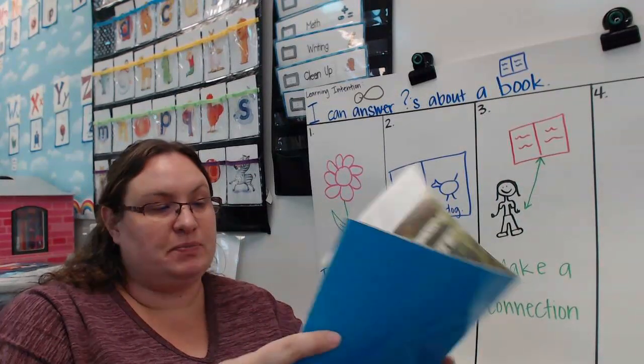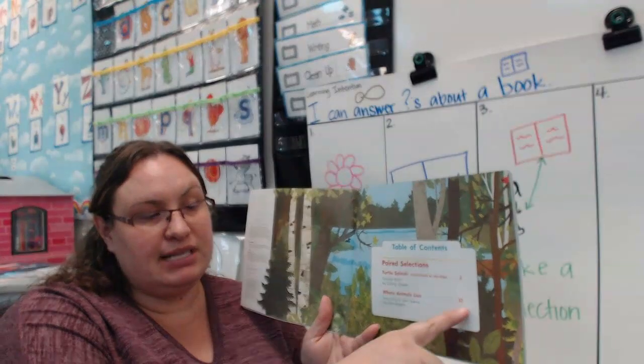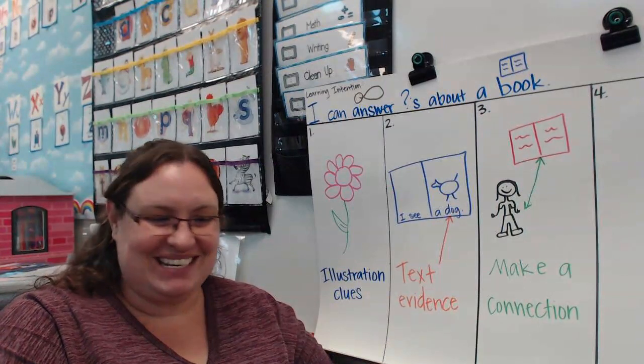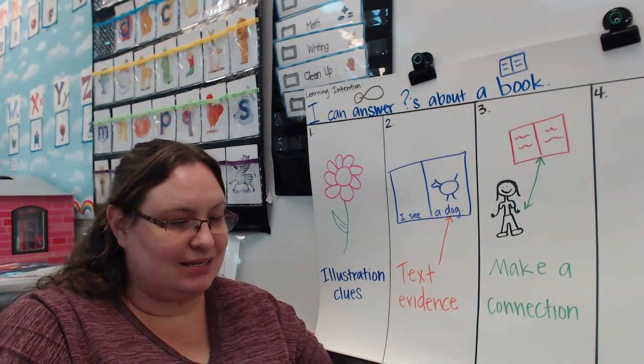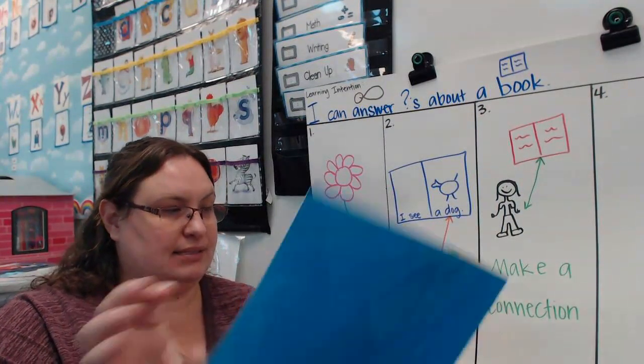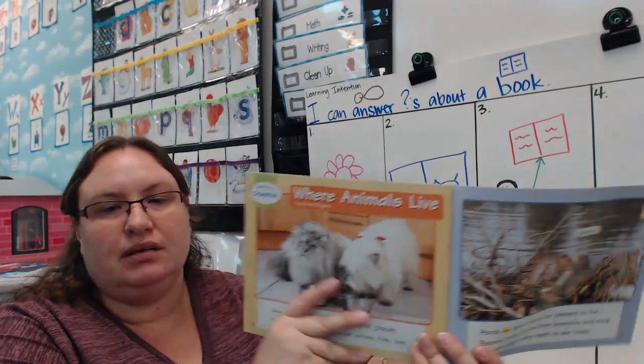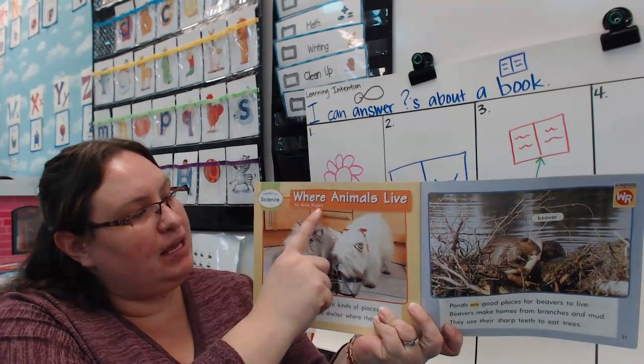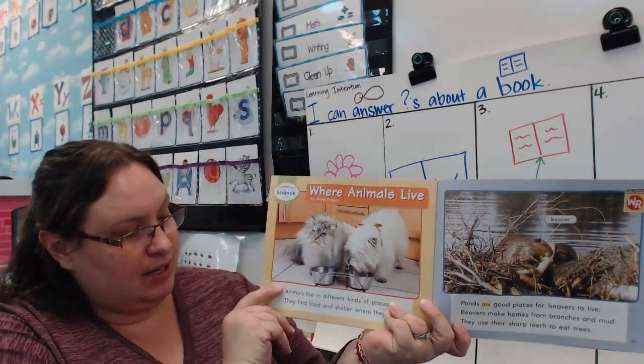In our story, Turtle Splashed, it told us that Where Animals Live starts on page 30, and that's what we're going to read today. Where Animals Live is an informational text. So here's where it starts. Where Animals Live by Anne Rogers.